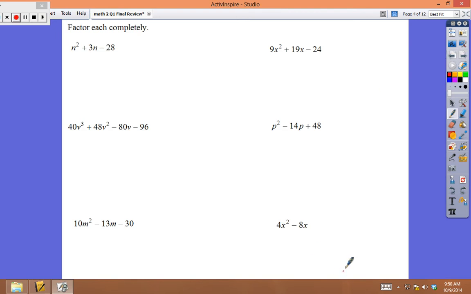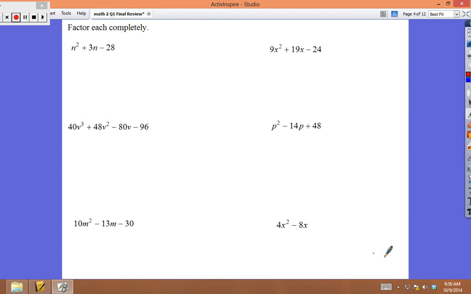Okay, now factor each completely. Some of these are easy, some are medium, some are kind of nasty. Let's look at this one first. First of all, if it starts with the 1, it's pretty easy. They're way easy. So this is the product, and we need to write the factors. The factors are going to look just like what we did. And because it's 1n squared, I know it's got to be 1n and 1n.